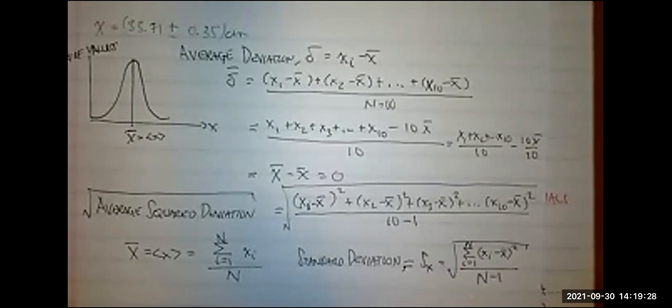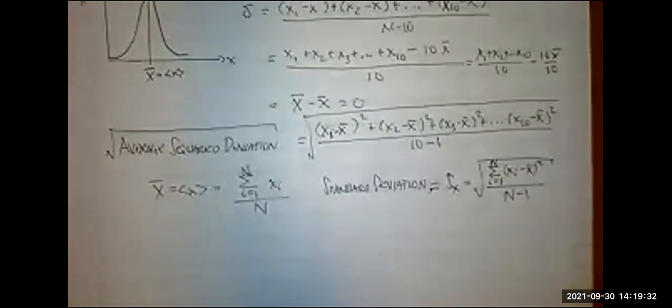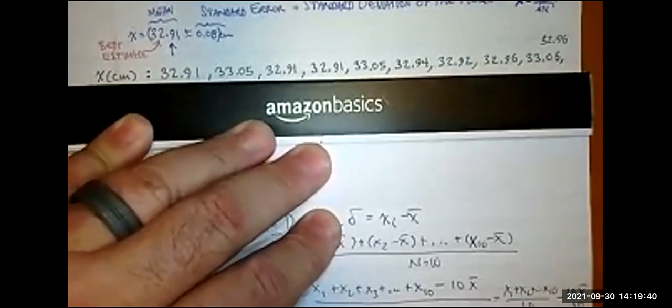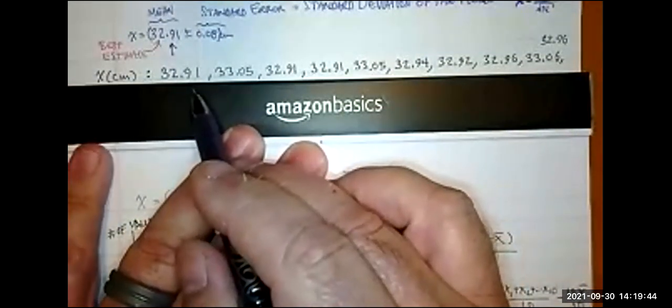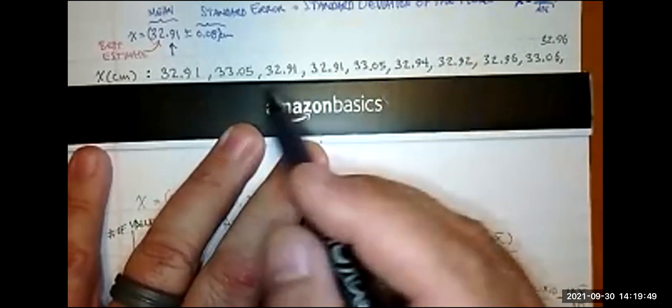That's the standard deviation. And you might say, well, what does the standard deviation mean? Well, remember those numbers I showed you? So I showed you these numbers, 32.91 and all that stuff. Well, if I were to have done, let's say 100,000 trials instead of just 10, okay?